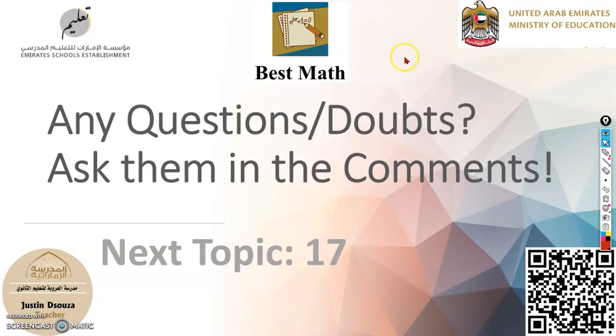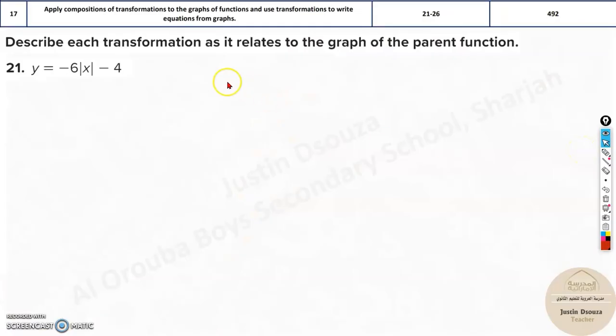Topic number 17, we need to know about transformation of graphs. Let us look over here. You have an equation here. This is an absolute value equation. So now, how does this transform? It's simple. If you know a few things, then this answer will be very easy.